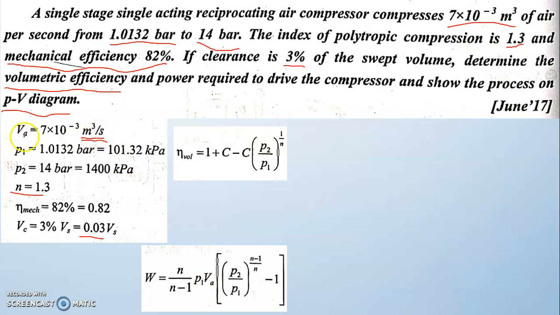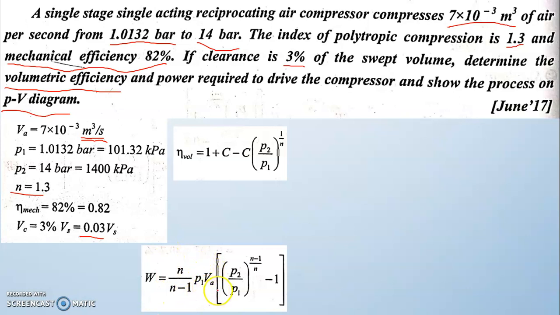So VA is already multiplied by n by 60. So if we are substituting VA in terms of meter cube per second, we will be obtaining the value of work done as kilojoule per second. Kilojoule per second is the unit of work done, or it is a kilojoule per second equal to kilowatt. So as the question asks, we have to calculate the power required, that is W into N by 60, which will already be obtained from this equation itself.